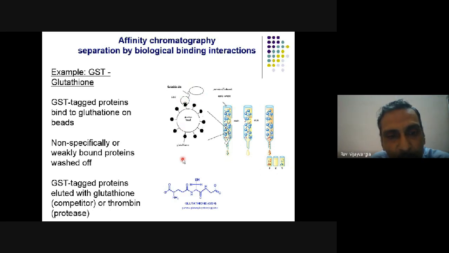But if you want to remove the tag, then you add the enzyme. Thrombin is a protease, so you add thrombin protease in the column. That protease will cleave at this site, and the GST will remain bound in the column, and only your protein will come out in the elution. In this way you can get your protein without the tag.